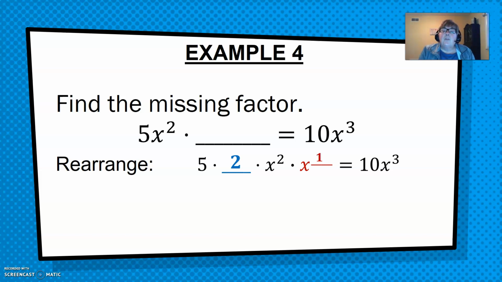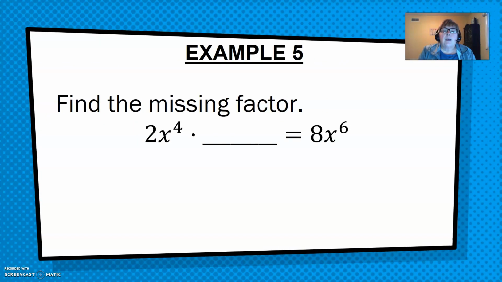So what I get, the factor that's missing is the blue part with the red part. So it's 2x to the first is what I would have to multiply by 5x squared to get to 10x to the third. And 2x to the first is really just 2x. You don't have to write that 1.